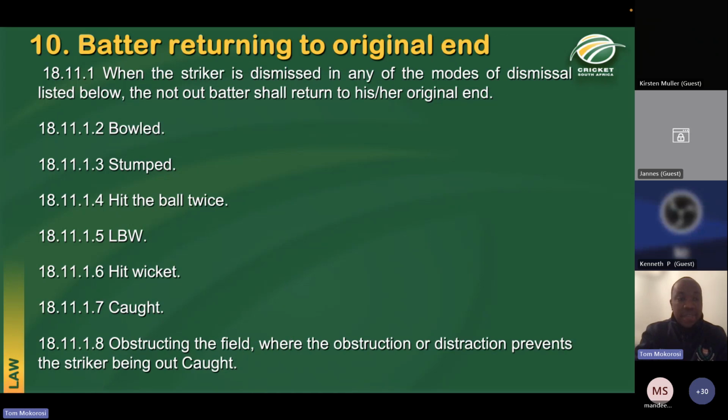Similarly, if a striker is out obstructing the field where the obstruction prevents a catch from being taken, then no crossing shall be taken into consideration and the non-striker will return to his or her original end for the next delivery.